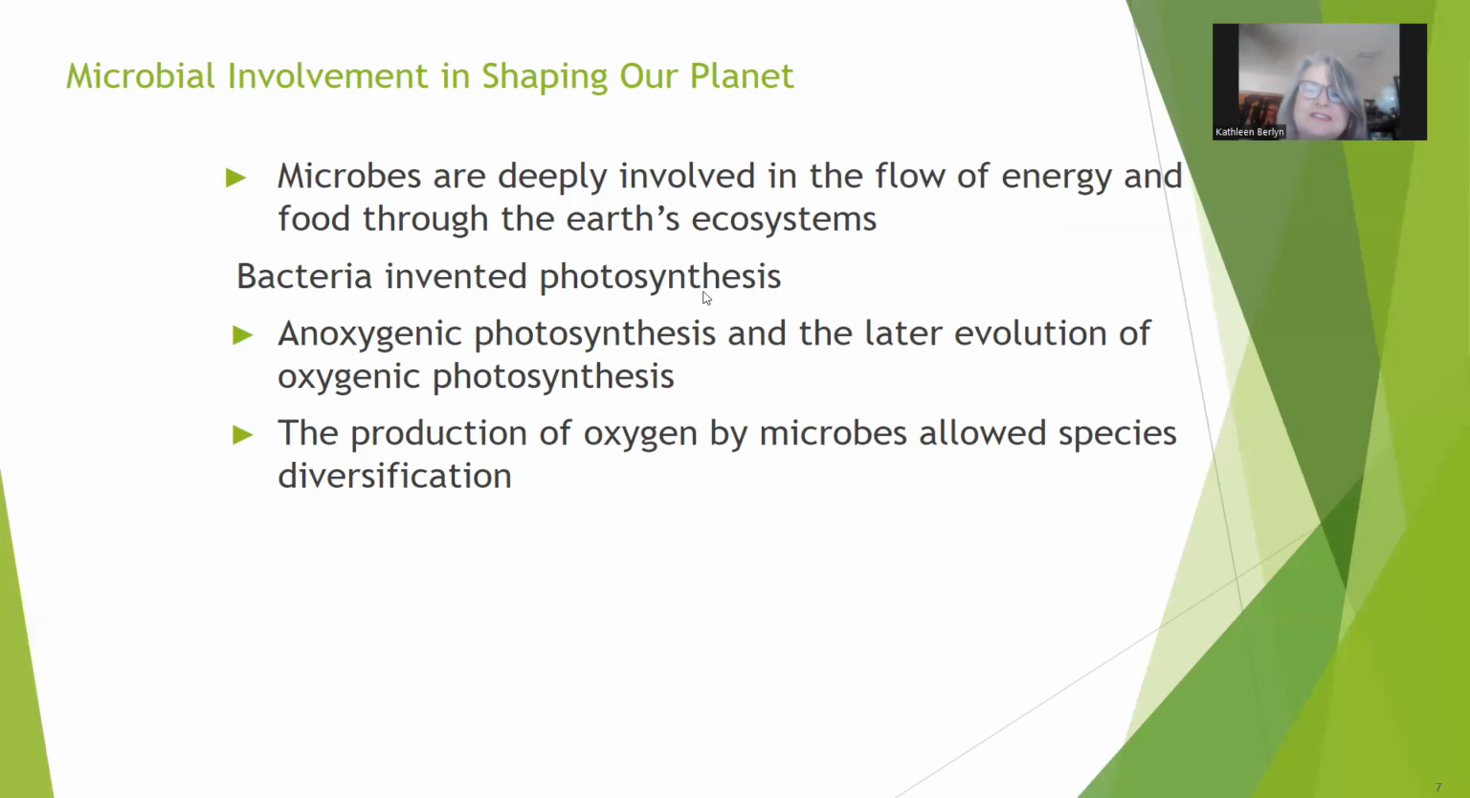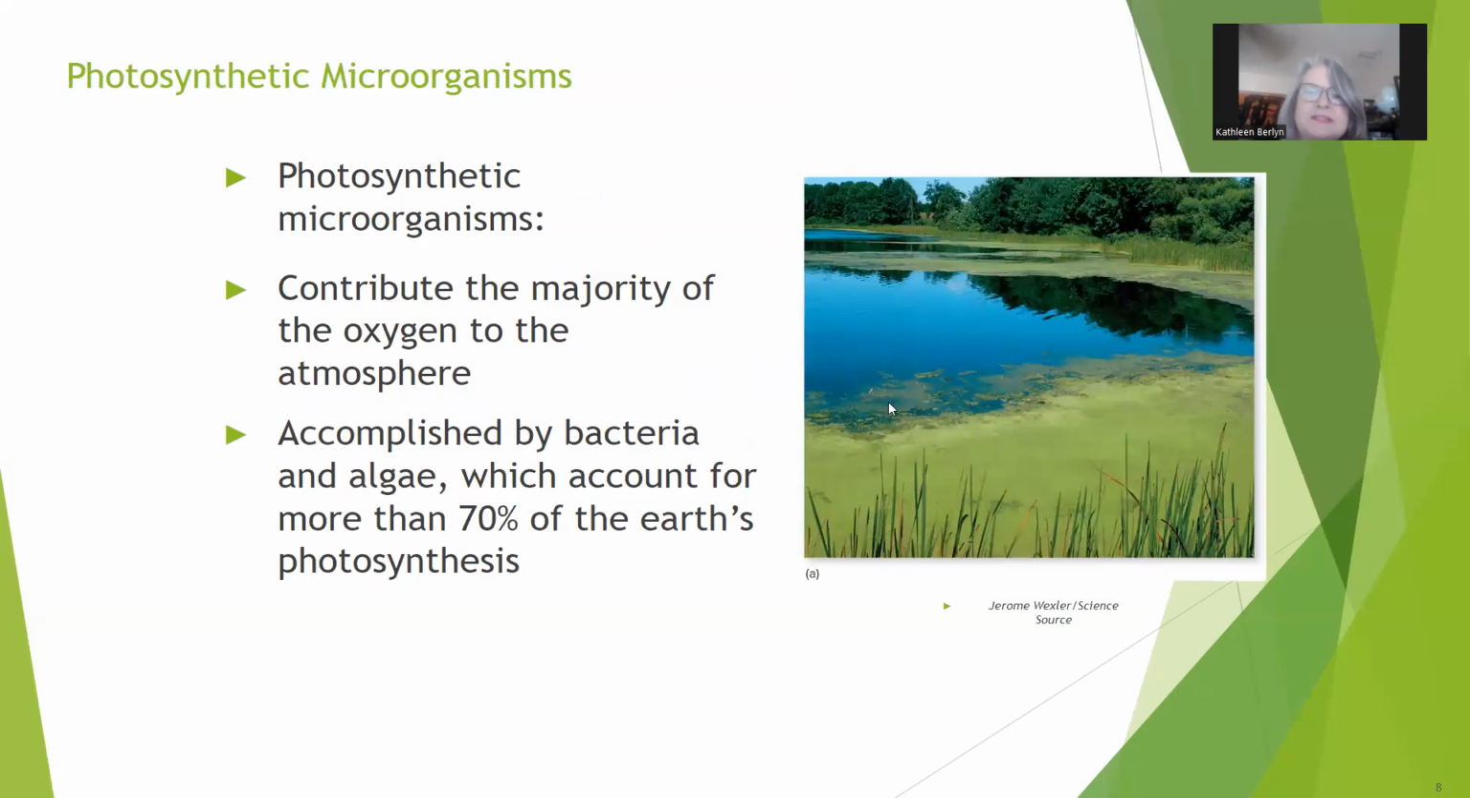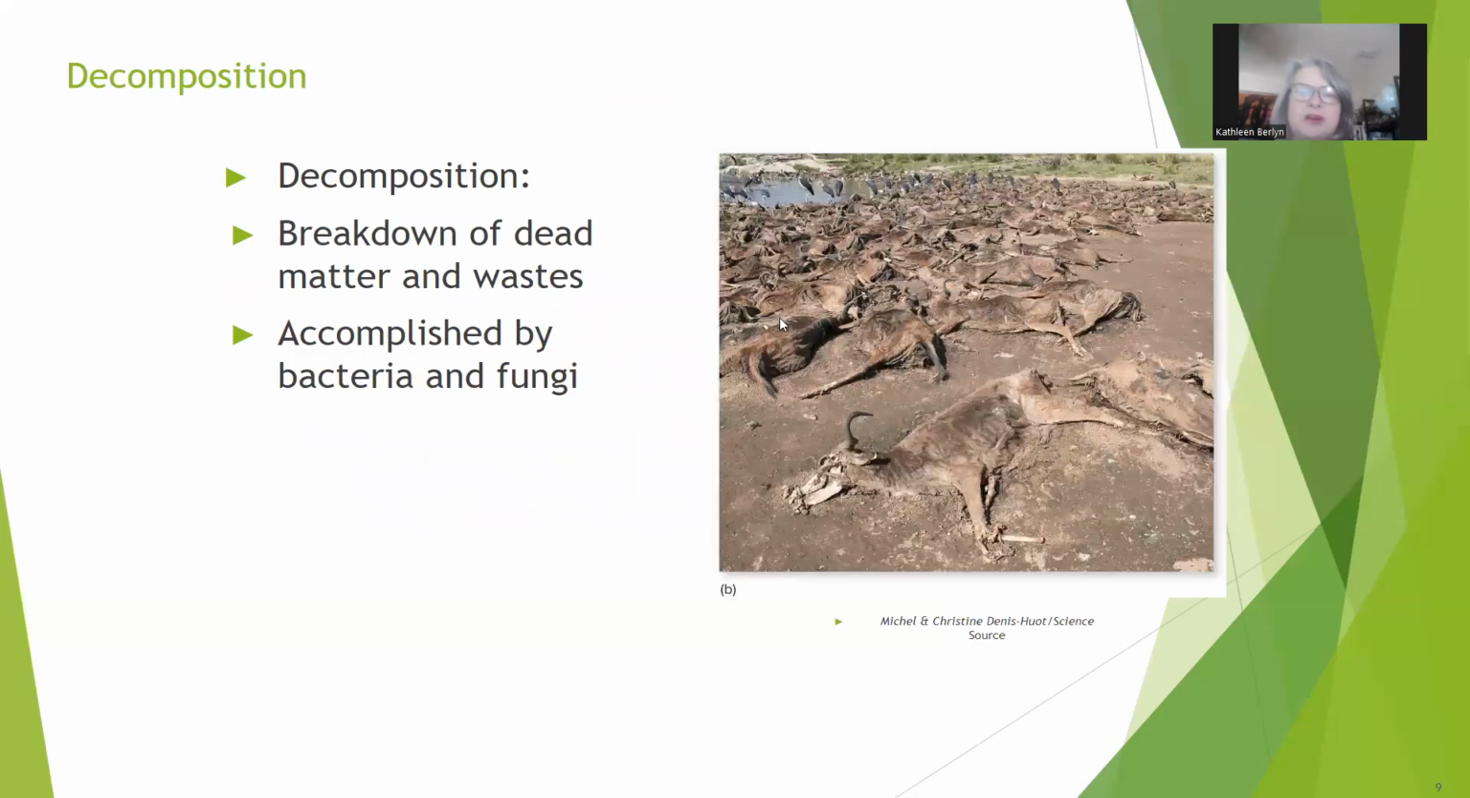But the production of oxygen by microorganisms is ultimately what allowed for so many species to diversify and to exist. So photosynthetic microorganisms, again, contribute to the majority of oxygen in the atmosphere, whether through algae or photosynthetic bacteria. It used to be called blue-green algae. And also, of course, trees and plants do that too. But bacteria and algae, which are part of microbiology, account for 70% of the Earth's photosynthesis, mostly from the oceans and various water sources. So it's very important for our environment.